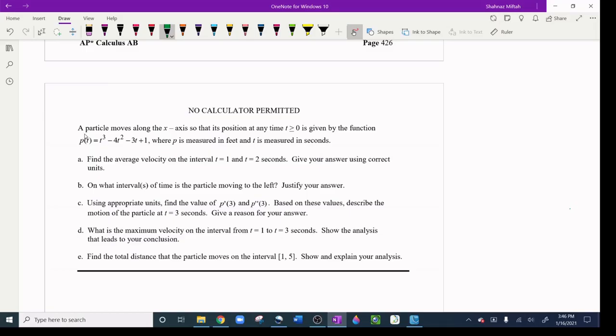This is the third question. A particle moves along the x-axis so that its position at any time t greater than or equal to 0 is given by the function. That's my original, like a position. P is measured in feet and t is measured in seconds. Find the average. Average means a secant slope.